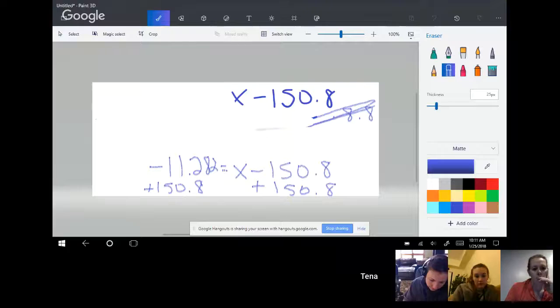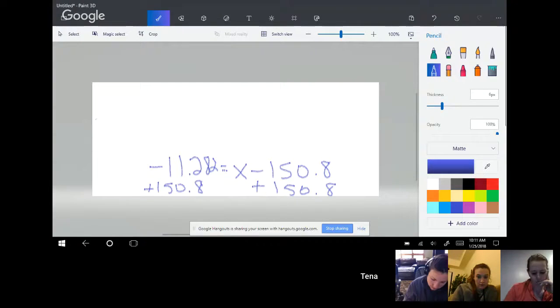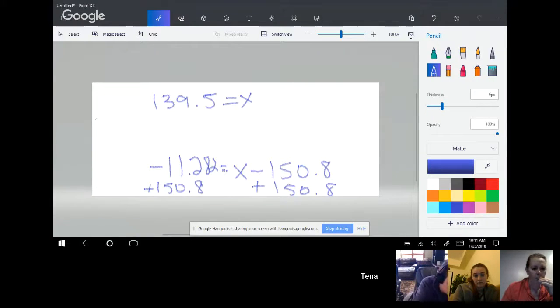Okay, so then we have negative 11.28 plus 150.8. 139.51 or 52. Yes. So then we have this looking like 139.5 equals x. And that's the answer? Mm-hmm. And we'd round it up to a solid decimal point, so it'd be roughly 140.